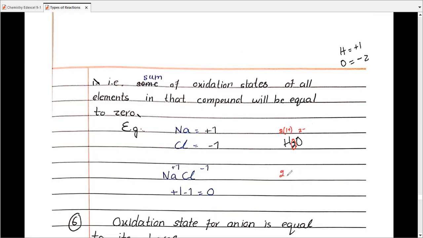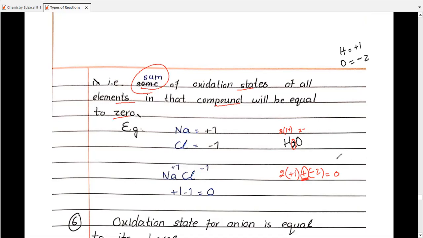Now put that into an equation. 2 into +1 plus -2 is equal to what? Solve it, your answer would be equal to 0. That's what this point means. If you add all the oxidation states of all the elements in a compound, the answer would always be equal to 0. Now, since we already know the answer is always going to be equal to 0, we use that to our own advantage to find out the unknown oxidation states.